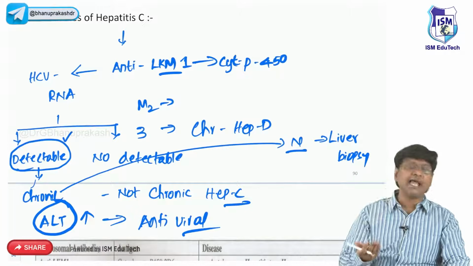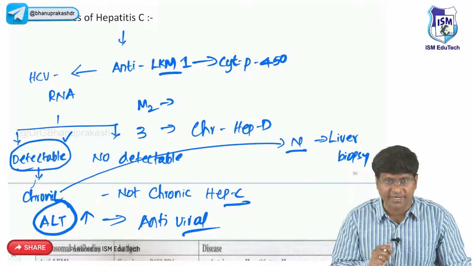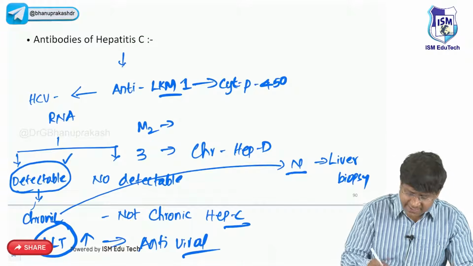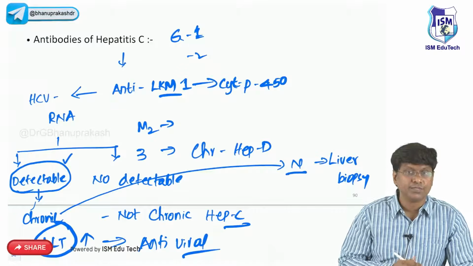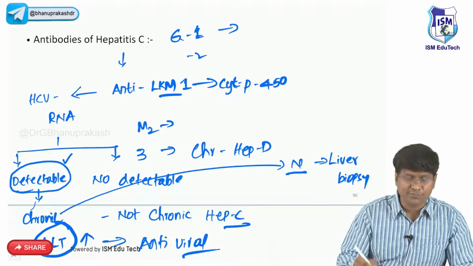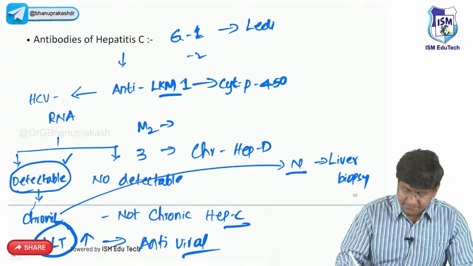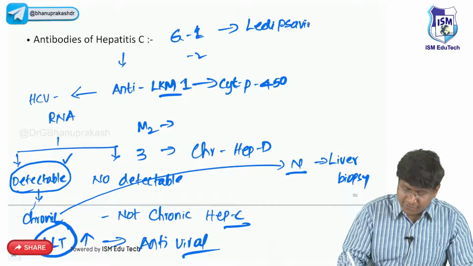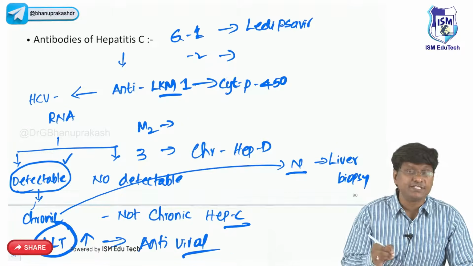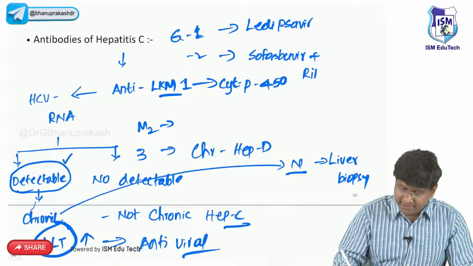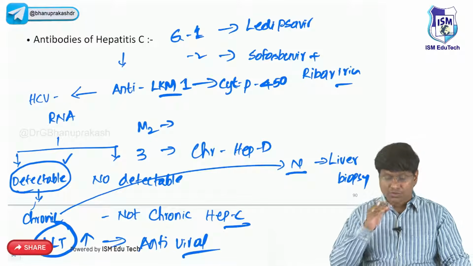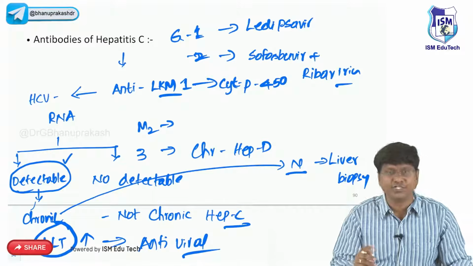Now, what are the antiviral drugs that you give in chronic hepatitis? You have genotype 1 and genotype 2. For genotype 1, the drug of choice will be ledipasvir. And for genotype 2, the drug of choice will be sofosbuvir, and the other drug will be ribavirin. So these are the treatment options for genotype 2.